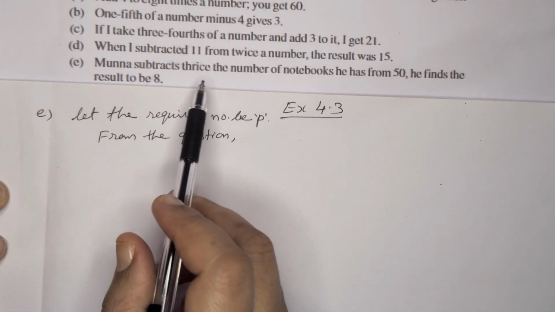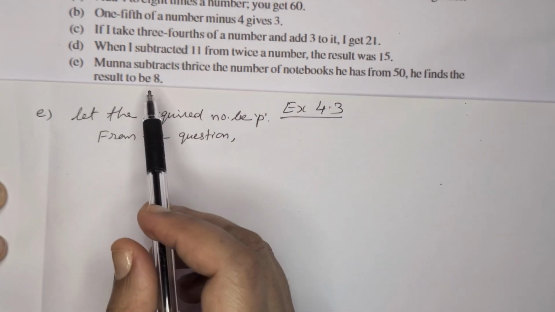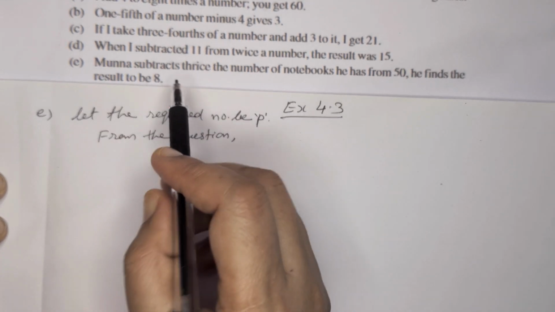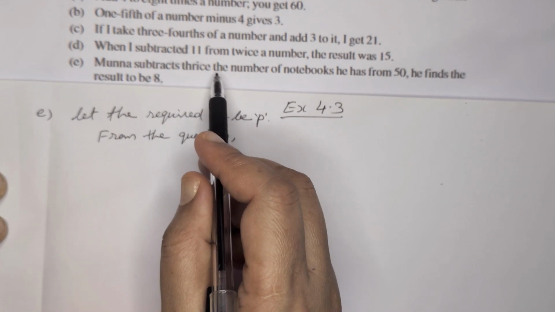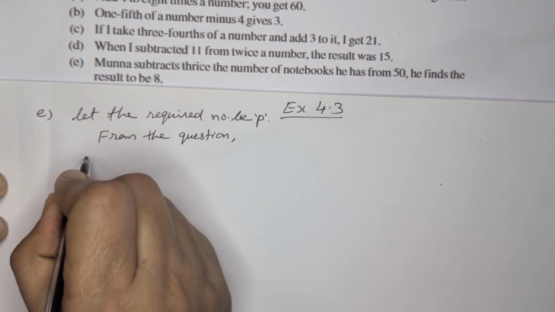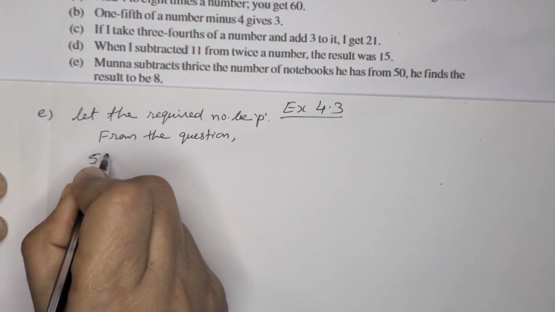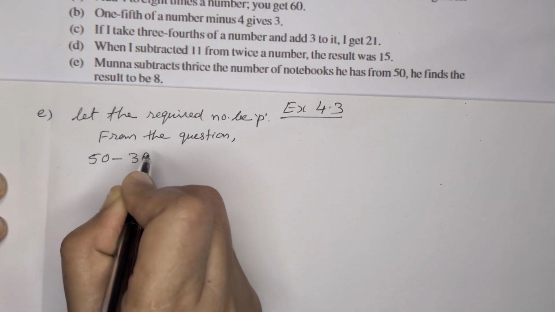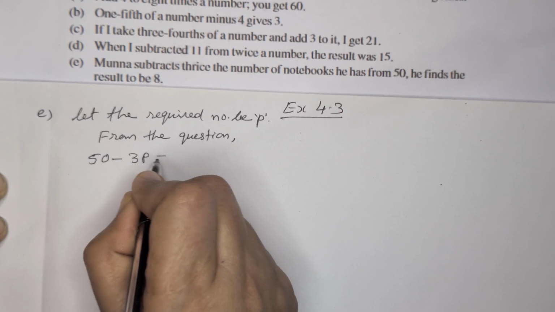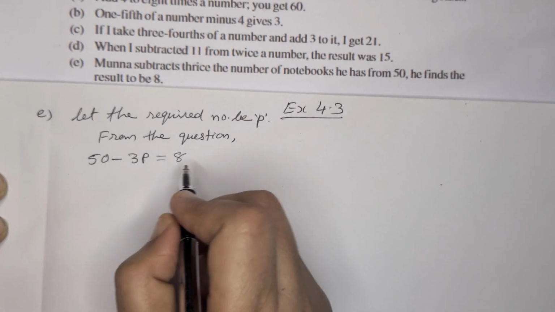E. Munna subtracts thrice the number of notebooks he has from 50. He finds the result to be 8. Let the required number be P. Munna subtracts thrice the number of notebooks from 50. So from the question we can write 50 minus 3P, and he finds the result to be 8. So 50 minus 3P is equal to 8.